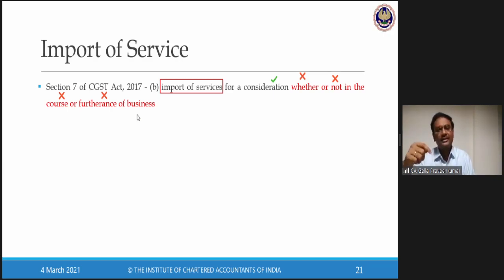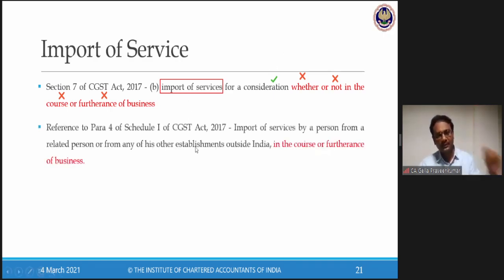So I have imported the service for a consideration, means I paid money for that, whether or not in the course of furtherance of business. When I'm doing a development activity, I'm not sure it could be converted as a business model, or it is just research and development for my interest. Now here comes whether or not in the course of furtherance of business. Section 7 says import of service, and there is a consideration for that import, that shall be deemed to be a supply under section 7. So this is one aspect in relation to import of service.